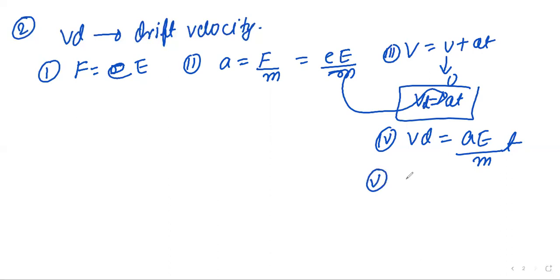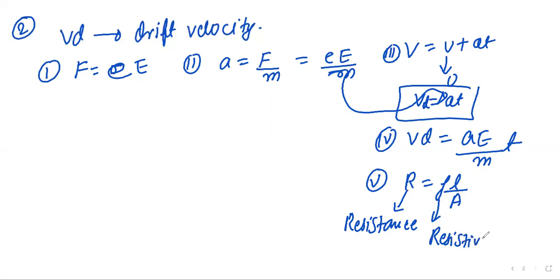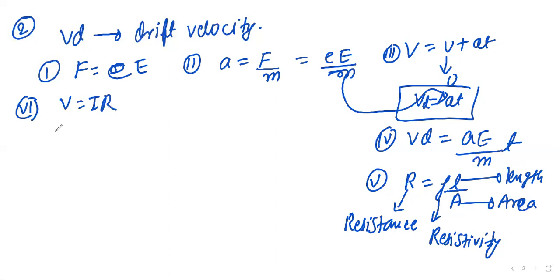Now look at the fifth formula. As we know, R equal to rho L upon A. R is your resistance, rho is your resistivity, L is nothing but length, and A is your cross-sectional area, right? Now, as we know, V equal to IR from Ohm's law. So I will write here E is nothing but voltage upon length. This is the seventh formula.